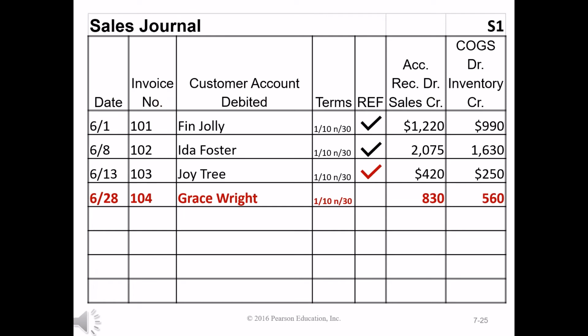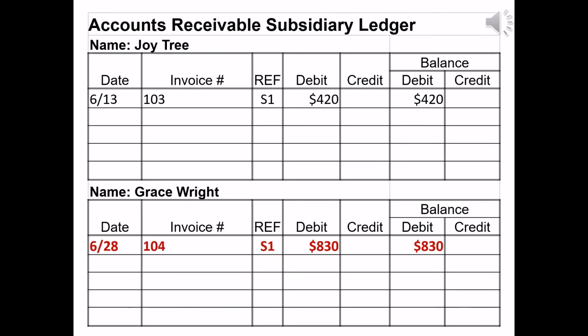After putting a check mark in the reference column beside Joy Tree, we will enter our final transaction for June, where we sold merchandise inventory on account to Grace Wright in the amount of $830. The cost of these goods was $560, and the invoice was 104. Our final entry into the subsidiary ledgers is invoice number 104 to Grace Wright for $830.